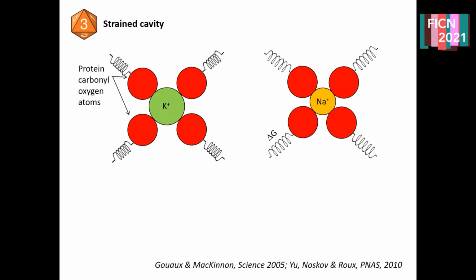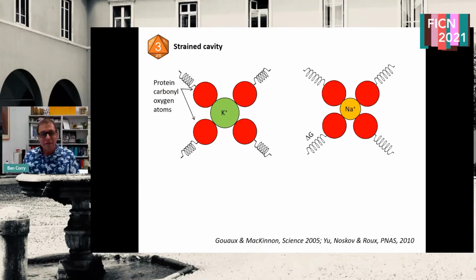Okay, so let's talk about the third mechanism, and this is really just a variation on that rigid cavity concept. This is the idea of having a strained cavity. So here we might say, okay, the pore or the protein isn't necessarily rigid, but if it's going to change its shape to adapt to a different ion, that might come at some kind of cost. So we can imagine if the carbonyl oxygen atoms are going to move in around a sodium ion, there might be some kind of strain induced in the protein because of this. That comes at an energetic cost, disfavoring sodium inside the pore compared to potassium.